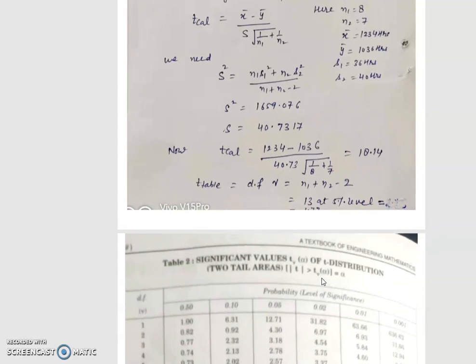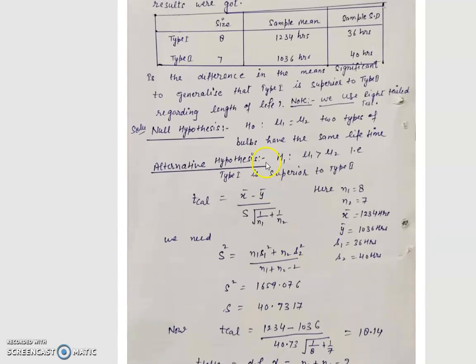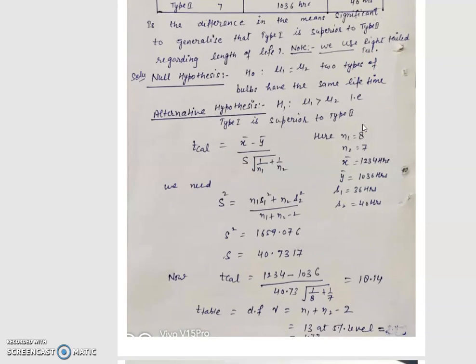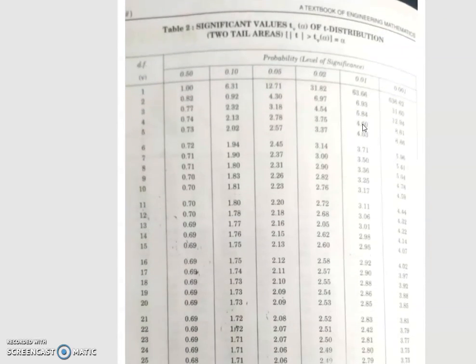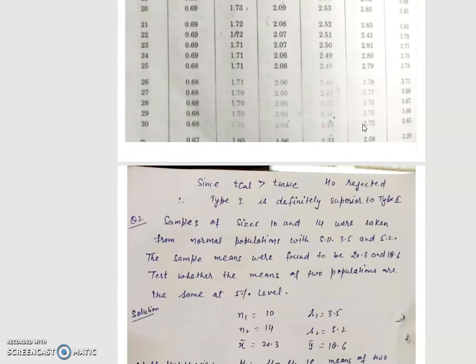Now I have told you that this is right tailed method, this is one side method, and the value we have to give in numerical is 1.77. Now what is the significance of this? What is the conclusion of this? Since T calculated is greater than T table, therefore H0 is rejected. When H0 is rejected, then we can say type 1 is definitely superior to type 2.